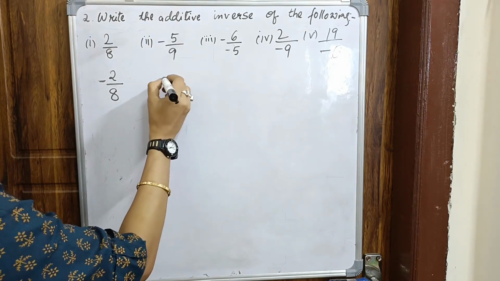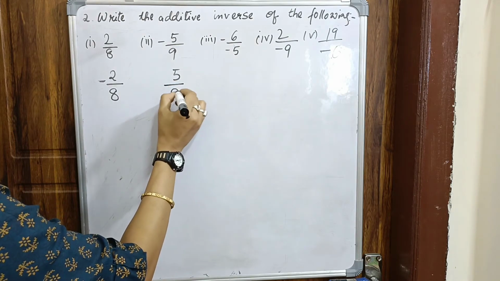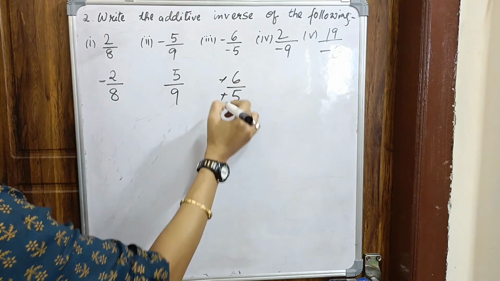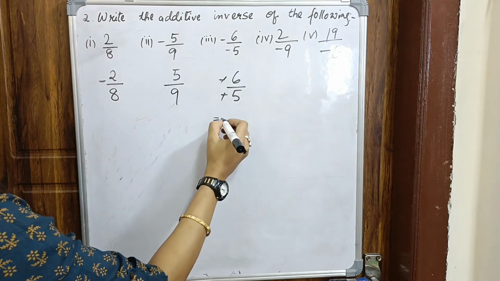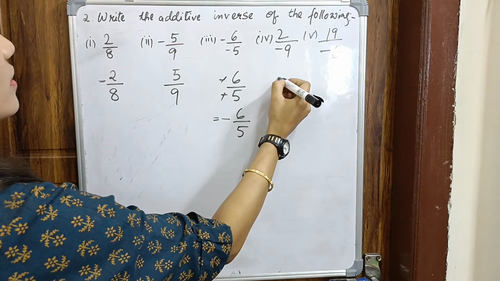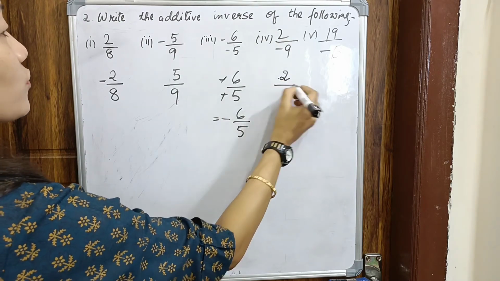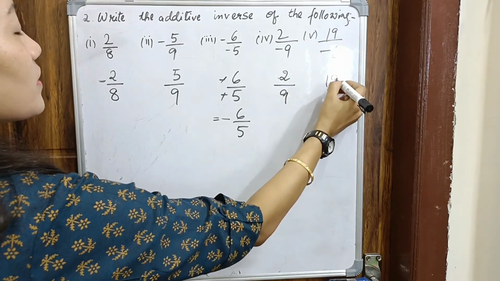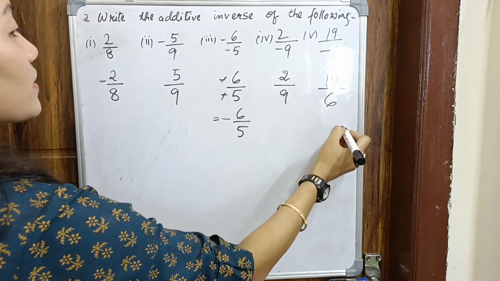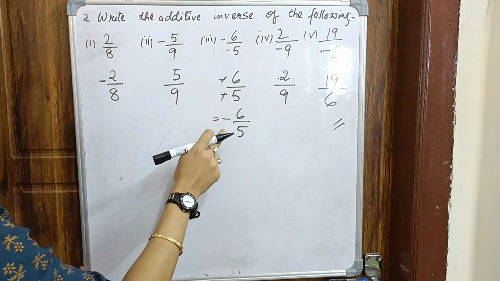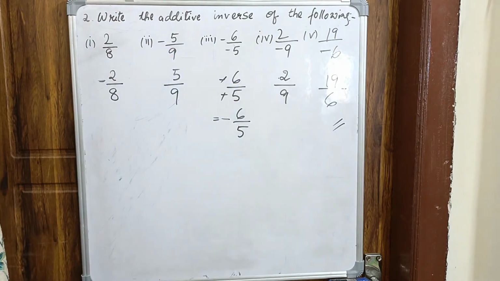Minus 5 by 9 will be 5 by 9. Here it is a little different. Minus 6 by minus 5 is, we'll cut this to 6 by 5, and after putting minus in this, it will be minus 6 by 5. 2 by minus 9 will also be 2 by 9, and 19 by 6 will be, it will be the opposite sign, 19 by minus 6 will be 19 by 6. So you make sure if it is 2 minus, then first you solve for this, after that you put minus in this number. So now let's move on to the third question.